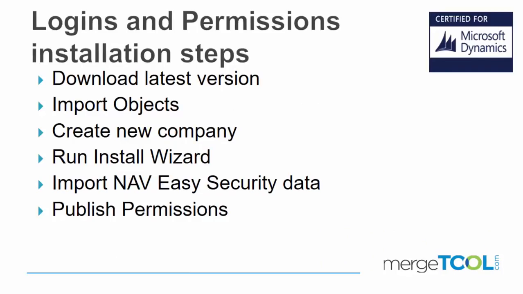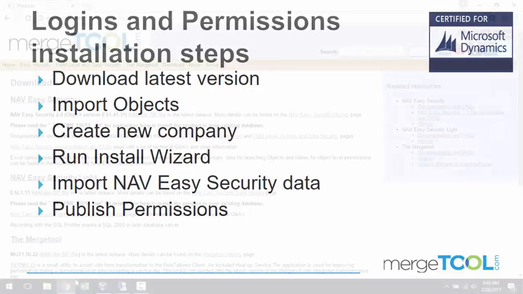Basically, we need to download the latest version. We need to import the objects. We create a new company to save the data in. Then we run the installation wizard, copy all existing security into our tables, and then we will import our data and do an initial publish of our application in here.